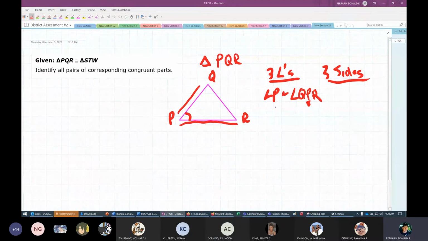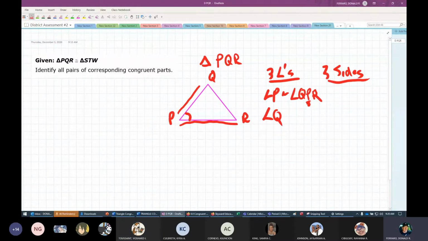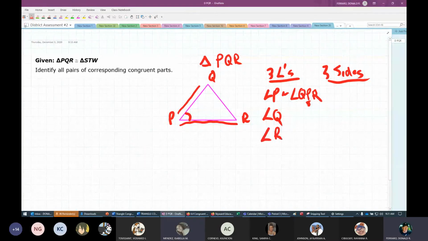So give me another angle, Richard. Can I say Q? Angle Q. Good. Can you tell me another angle that is in this triangle? We've got angle P and angle Q. Isabella, what do you got? Angle R.